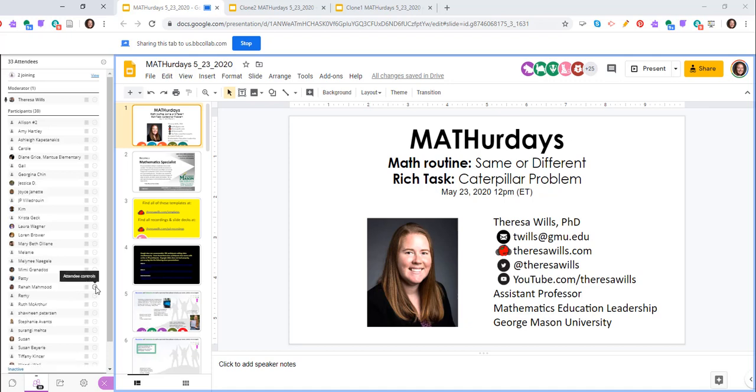Today's math routine is Same and Different, and our rich task is the caterpillar problem out of Smith & Stein's 5 Practices for Orchestrating Productive Mathematics Discussions.